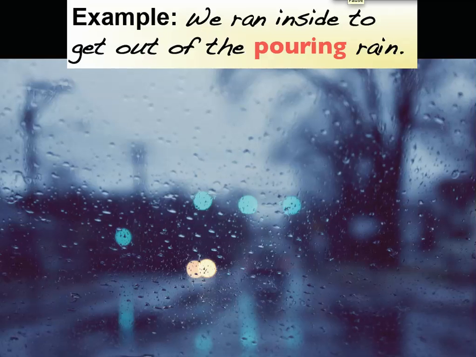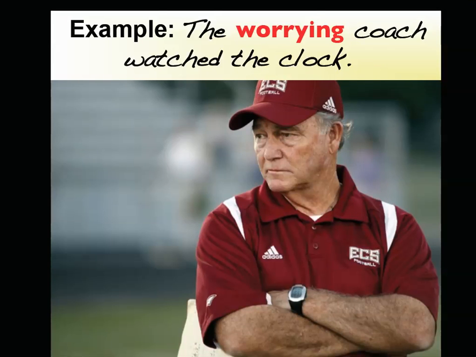Here's another example with a present participle. We ran inside to get out of the pouring rain. Pouring is the participle. It is that verb form being used as an adjective to modify the word rain. Another example, the worrying coach watched the clock. So worrying is the participle being used as an adjective to modify the noun coach.